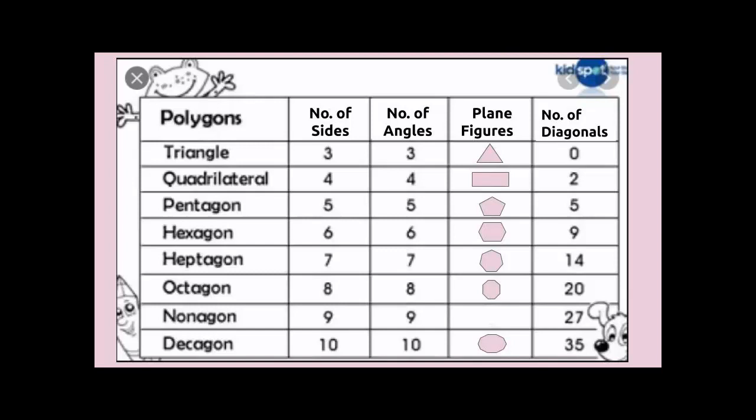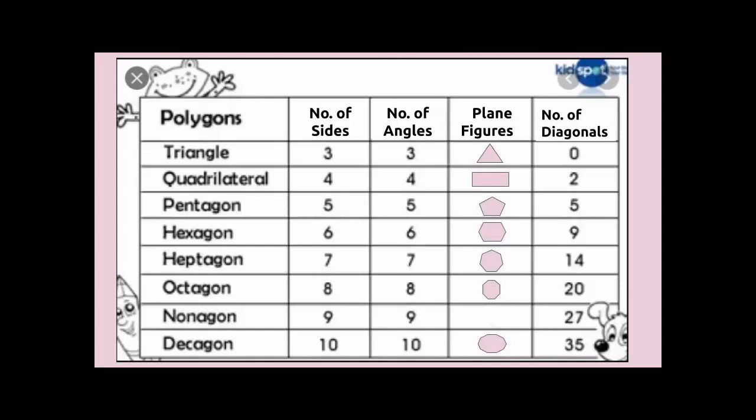Quadrilaterals come in a variety of forms. All quadrilaterals will have 4 sides and 4 angles. A pentagon is a shape with 5 sides and 5 angles. A hexagon has 6 sides and 6 angles. A heptagon is a figure with 7 sides and 7 angles.